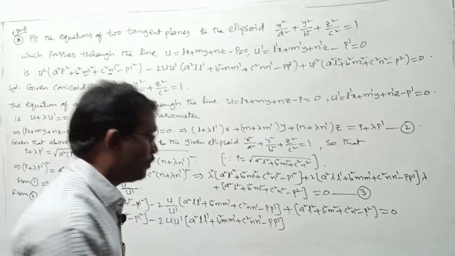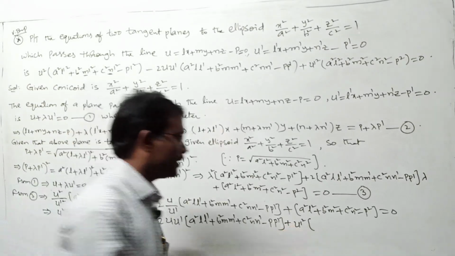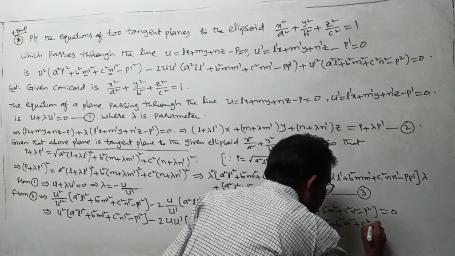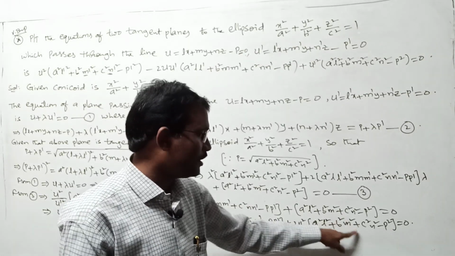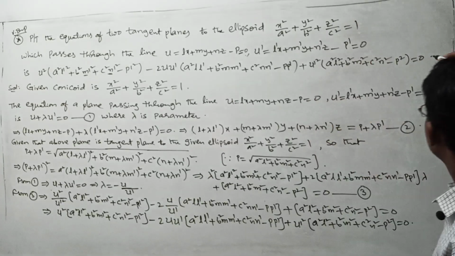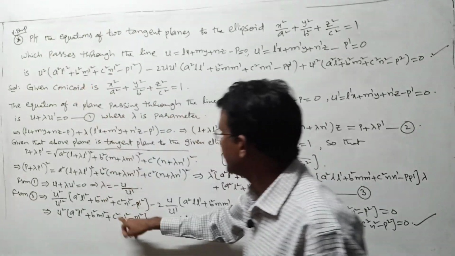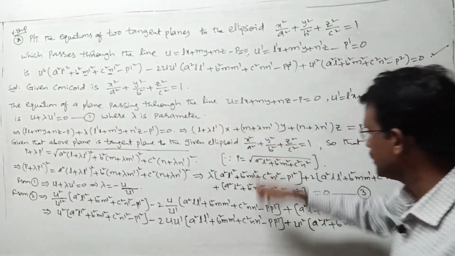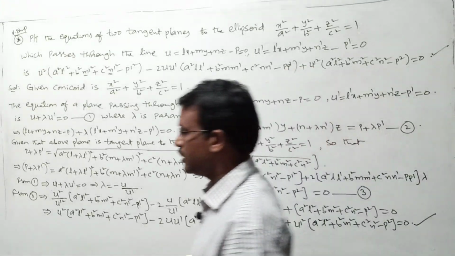Plus u dash square, we are multiplying with u dash square now, u dash square into a square l square plus b square m square plus c square n square minus p square is equal to 0. Is it this relation or not? This and this one are the same or not? Same result we got: u square into this total thing, minus 2u dash into this, plus u dash square into this. This is one of the important problems.